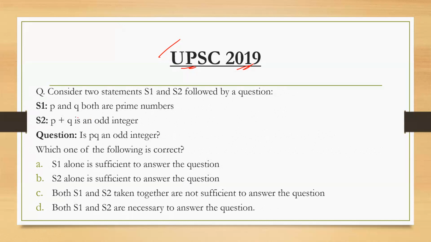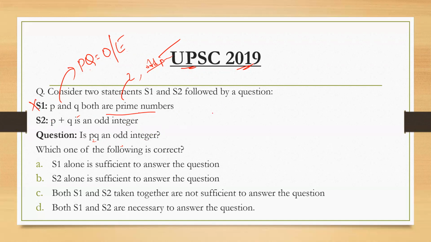Okay. So here again, P and Q both are prime numbers. That means PQ can be odd or even, because P can be 2 or an odd prime number. Depending upon it, PQ will be either odd or even. So we are not getting a definite answer to the question, is PQ an odd integer? It can either be odd or even. So statement 1 does not answer our question.